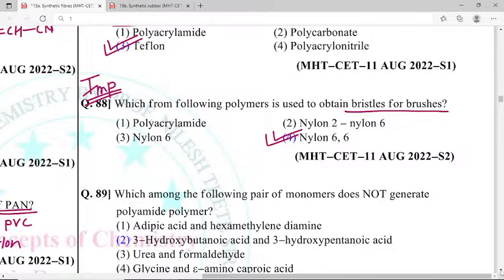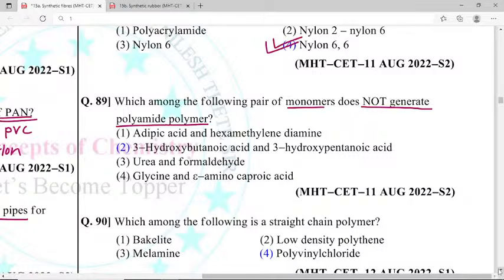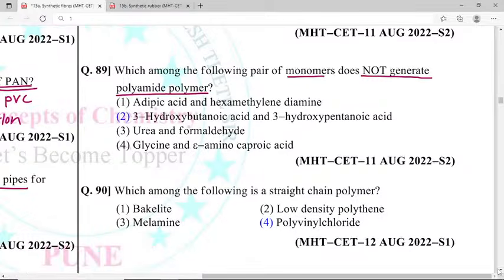Next question: which among the following pairs of monomers does not generate a polyamide polymer? A polyamide polymer is nylon 6 or nylon 6,6. Nylon is the category called polyamide polymer. So adipic acid and hexamethylene diamine generate it. This is adipic acid and hexamethylene diamine. This is 3-hydroxybutanoic acid and 3-hydroxypentanoic acid.